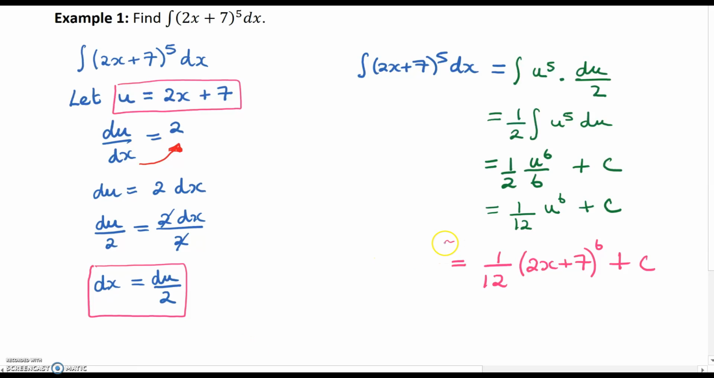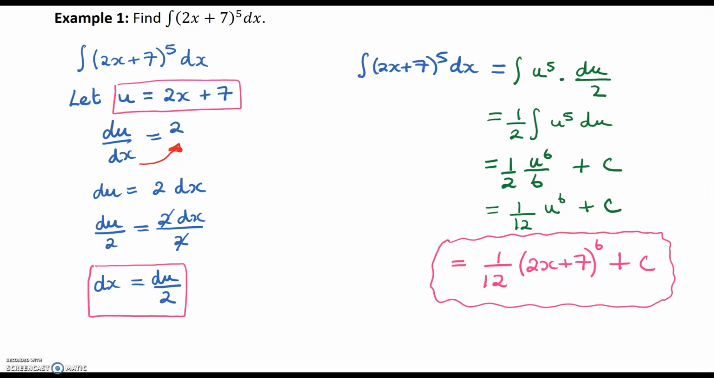So your final answer, highlighted in blushing pink rather than red by mistake, is 1 over 12 times 2x plus 7 to the power of 6 plus c. Okay, so take your time going through that.